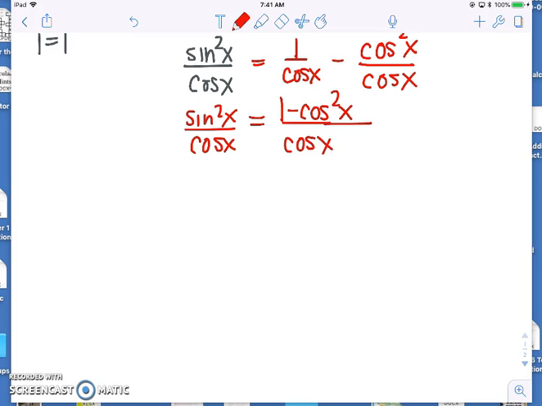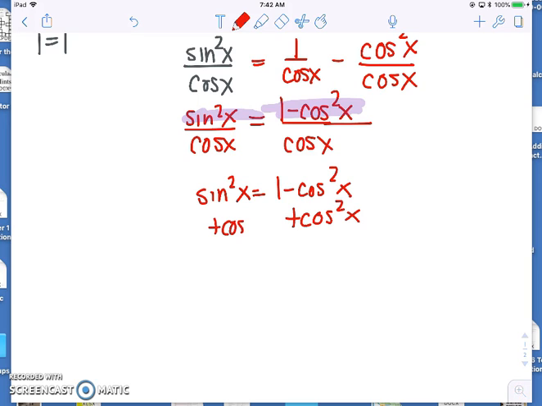If our denominators are the same, then our numerators have to be the same. So we have sine squared of x equals 1 minus the cosine squared of x. And if we were to rewrite this, we have sine squared of x plus cosine squared of x equals 1, which is the Pythagorean identity.